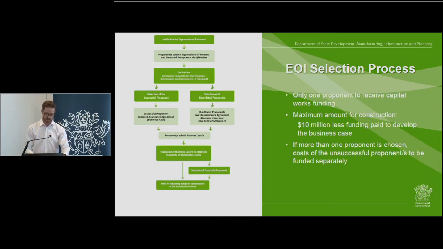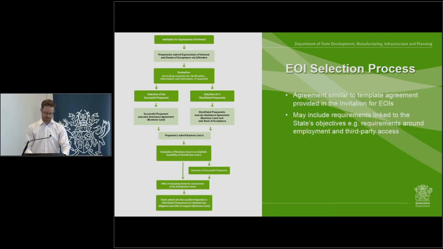In the circumstance that more than one proponent is chosen, the unsuccessful proponent's business case will be funded from a separate funding pool. So it won't be drawn down from the $10 million that's required for the business case development and the construction of the successful proponent.